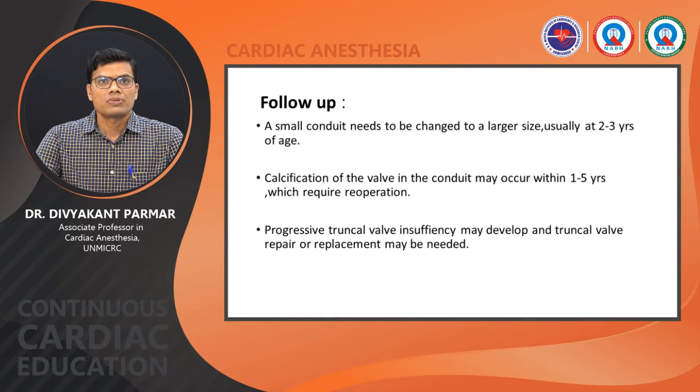Now, follow-up should be done to detect long-term complications. A small conduit needs to be changed to a larger size, usually at 2 to 3 years of age. Calcification of the wall of the conduit may occur within 1 to 5 years, which requires reoperation. Progressive truncal valve insufficiency may develop, and truncal valve repair or replacement may be needed.